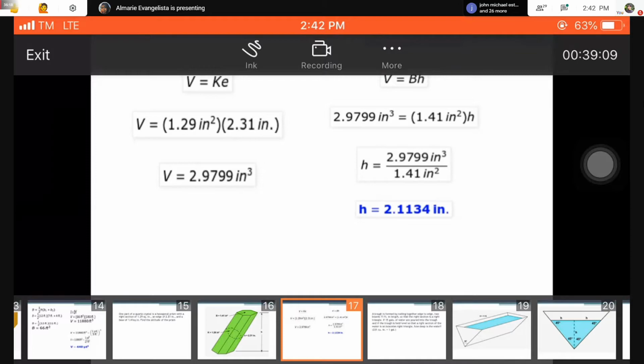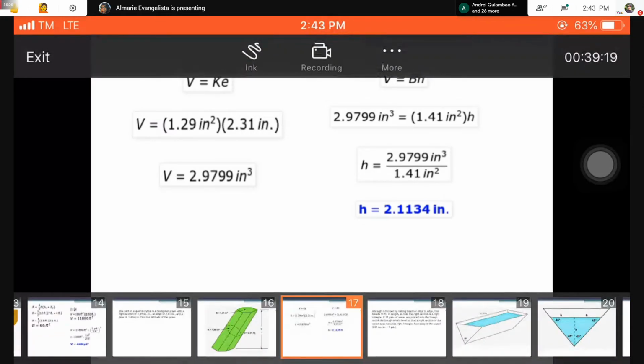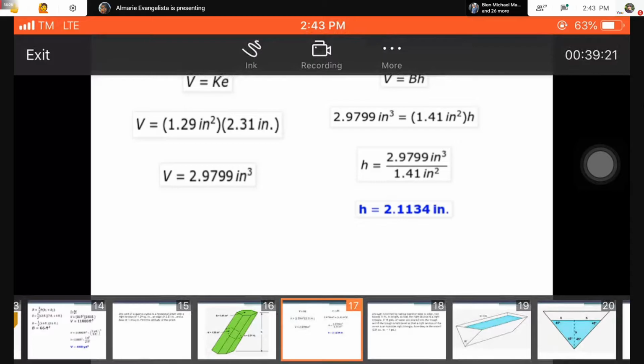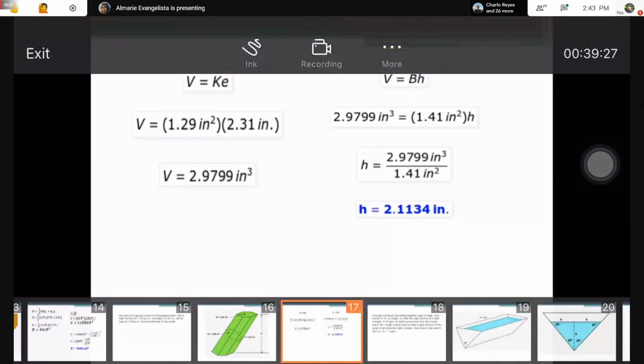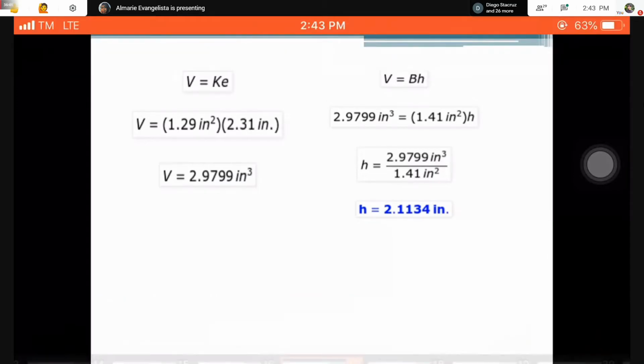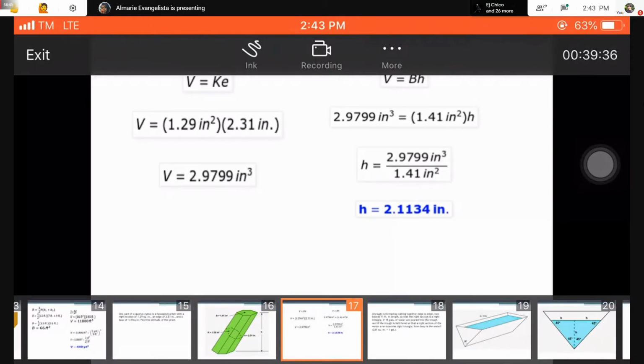So, gets naman, nasusundan. Opo. Wala kayong tanong. Wala pa naman po. Wala, sige. Pero tinatry nyo din sa inyo. Opo. So, eto, sige. Next problem tayo.